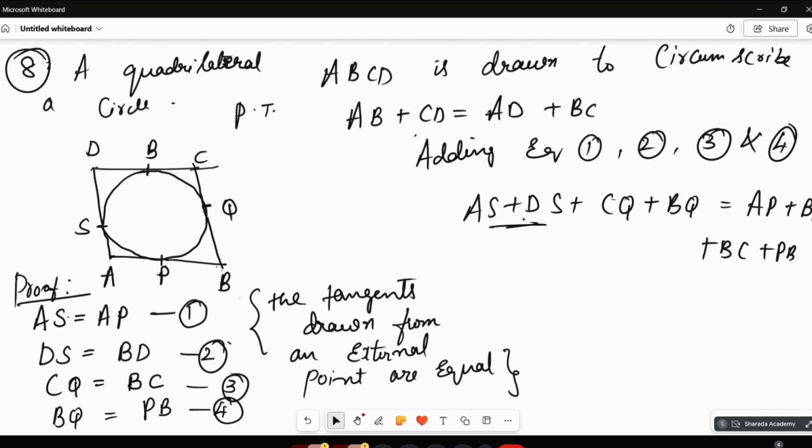Okay, here it is. So what you will get? CR and DR. So CQ is equal to CR. Okay. Then DS is equal to DR. Okay. This is R. BR and DR. AP plus DR plus CR plus P.